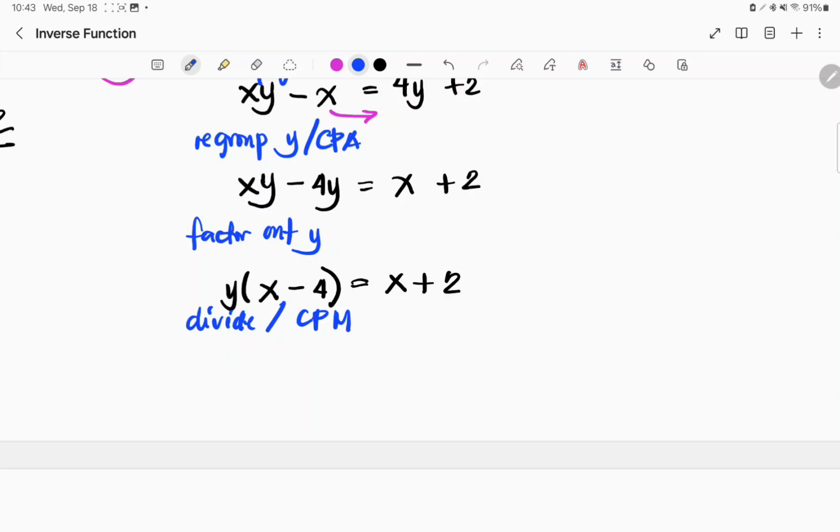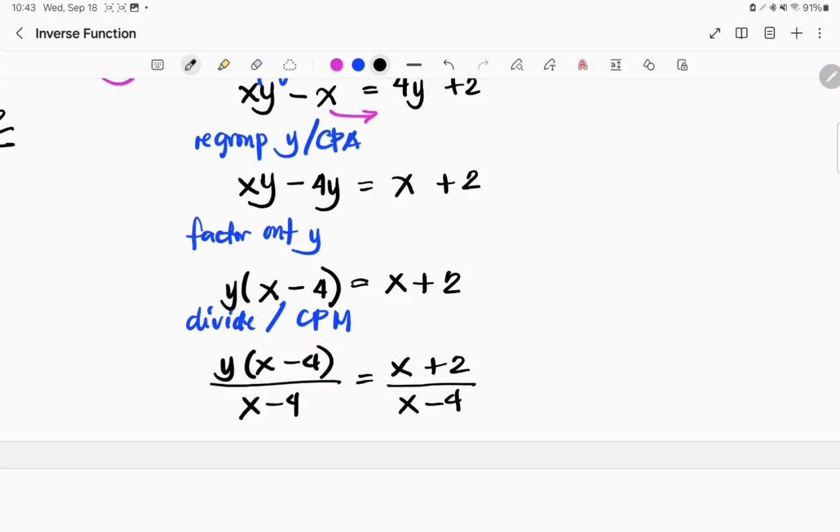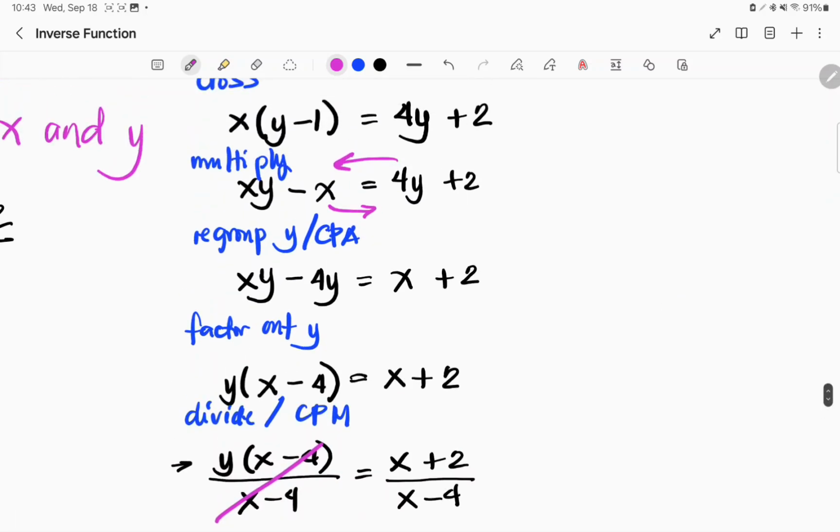And to further isolate y, we have to remove the other factor with y, which is x minus 4. So we will be using commutative property of multiplication, or just divide both sides by that factor. So the left side will become x minus 4 over x minus 4, which is the other factor of y. Then x plus 2 over x minus 4. So we divide both sides by the multiplier of y, which is x minus 4, or factor of the numerator, in order to isolate this y. So we have to cancel this out. It will become 1. 1 times y is just y. And the right side is x plus 2 over x minus 4.